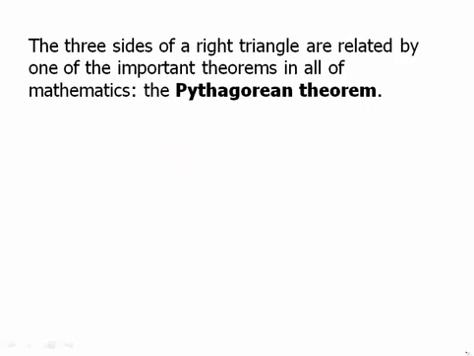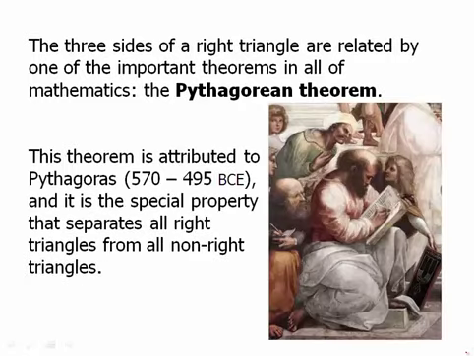The three sides of a right triangle are related by one of the most important theorems in all of mathematics, the Pythagorean theorem. This theorem is attributed to Mr. Pythagoras, who lived back in BC times, and this theorem is the special property that separates all right triangles from all non-right triangles.